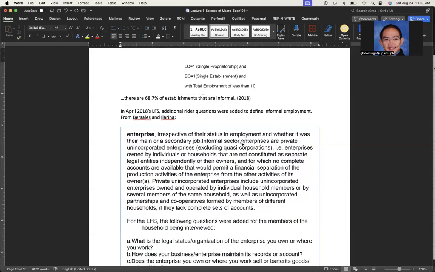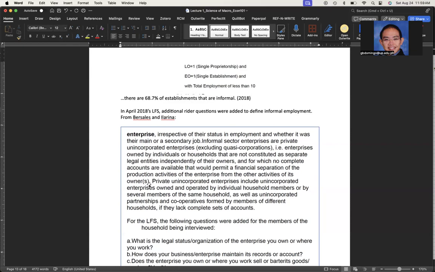Informal sector enterprises are unincorporated private enterprises that are not constituted as separate legal entities independently of their owners. Okay, meaning they're pretty much their owners. And for which no complete accounts are available. So this is one important concept or facet of the unorganized or informal economy, that there are no formal accounts available that would permit a financial separation of the production activities of the enterprise from the other activities of its owners.